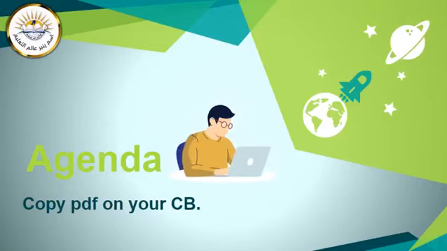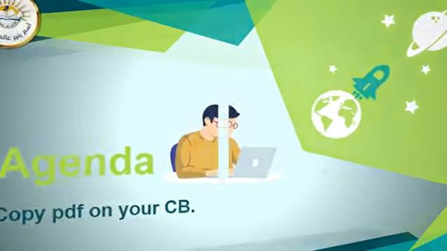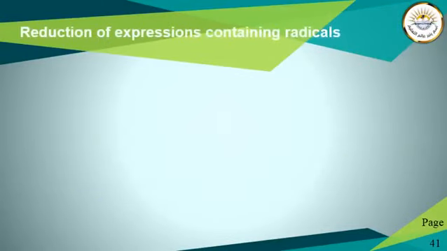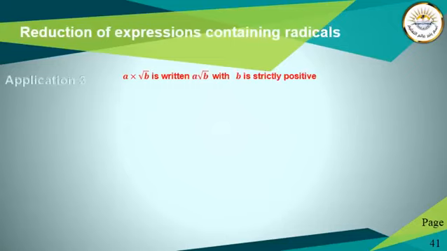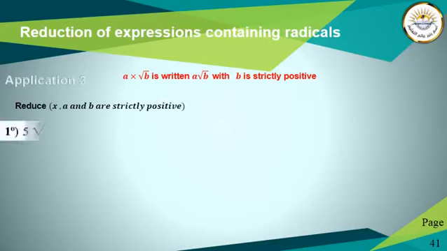Agenda: you have to copy the PDF on your CB. Reduction of expressions containing radicals. Application 3: A times radical B is written under the form of A radical B, with B strictly positive, because, as we explained previously, we cannot write a negative number under the radical sign. So reduce x, a, and b are strictly positive.